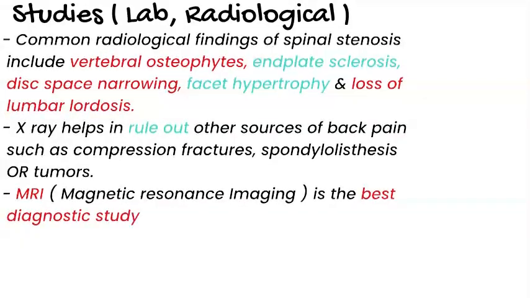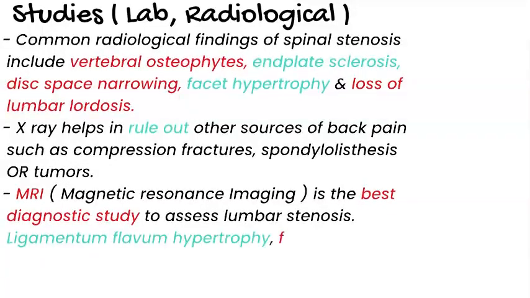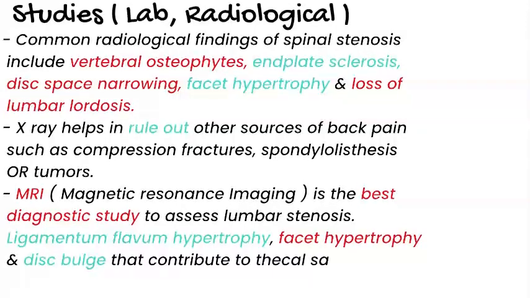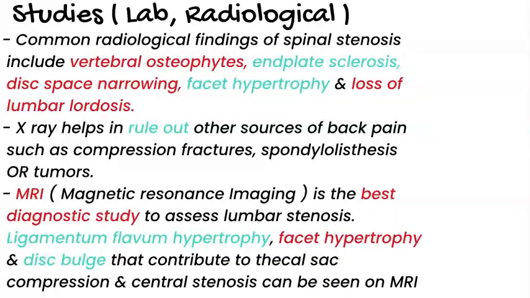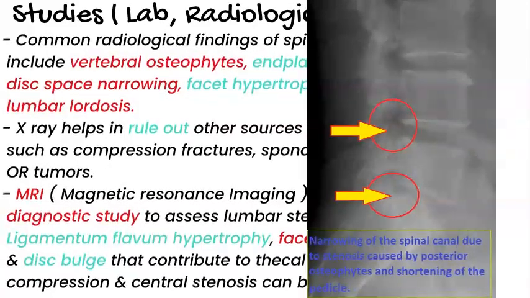MRI, magnetic resonance imaging, is the best diagnostic study to assess lumbar stenosis. Ligamentum flavum hypertrophy, facet hypertrophy, and disc bulge that contribute to lateral recess compression and central stenosis can be seen on MRI. This lateral radiological lumbar X-ray shows a narrowing of the spinal canal due to stenosis caused by posterior osteophyte and shortening of the pedicle.